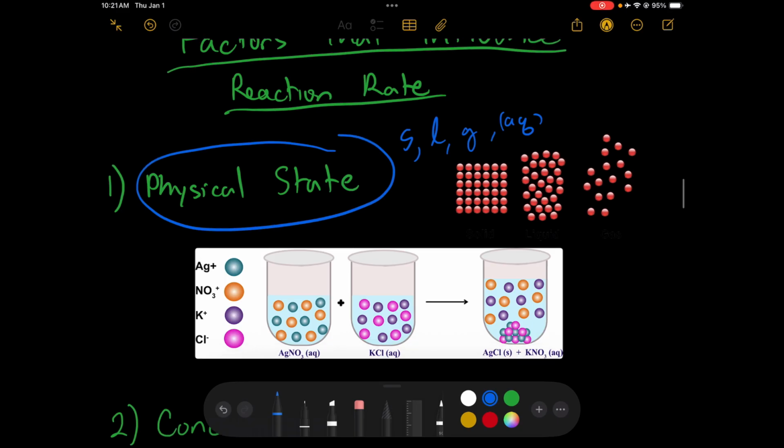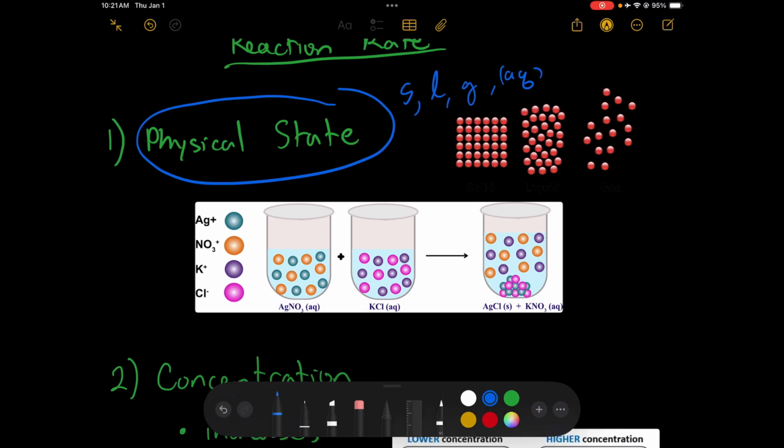The example I have for you here is a precipitation reaction. We have silver nitrate, AgNO3, and potassium chloride. The reaction is showing you that to react successfully, those particles have to be in aqueous state. They have to be dissolved in water. Because if you were to mix those two things as a solid, as two powders, they're not going to do anything.